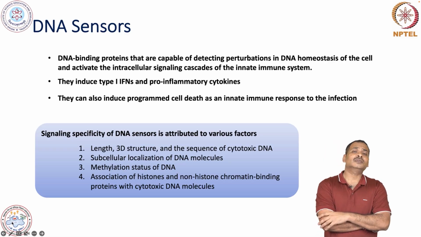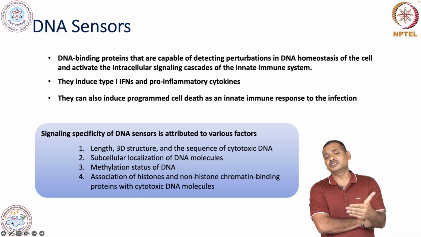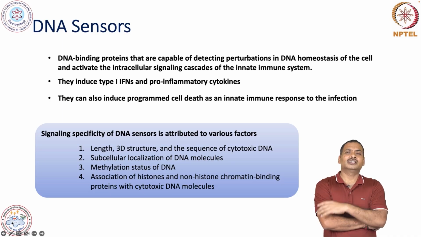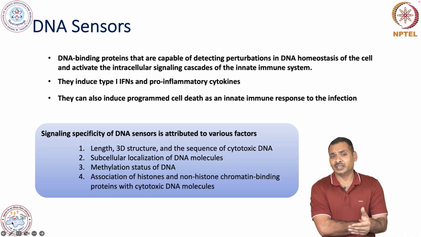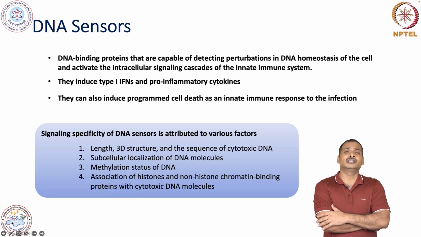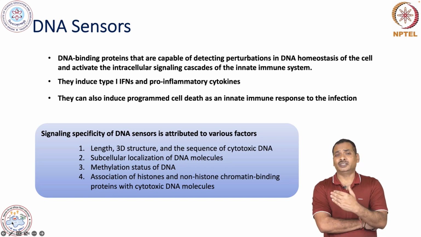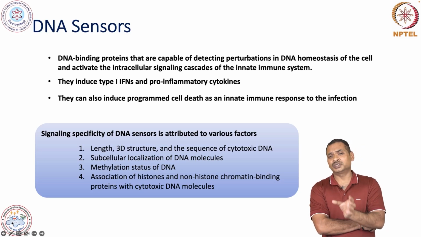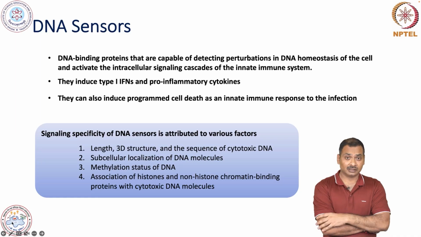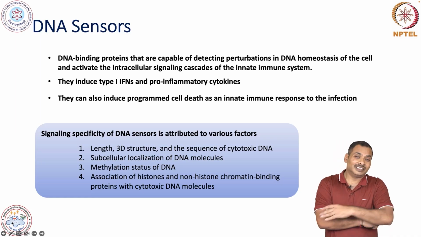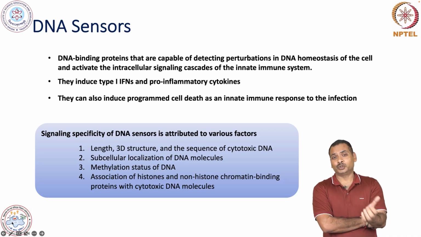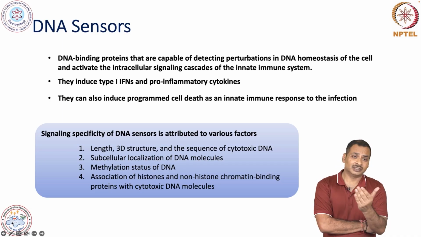Another is methylation status. As I explained in the previous session, the CpG region or CpG motif DNA is hypomethylated or unmethylated in the case of microbial pathogens and viruses. However, in the case of mammalian or host cell DNA, this DNA is highly methylated, and that is a distinguishing feature in order to induce the appropriate innate immune response against foreign DNA.